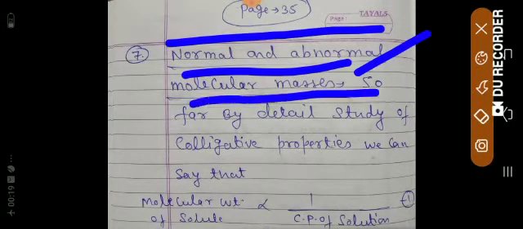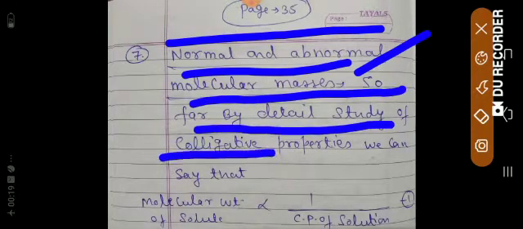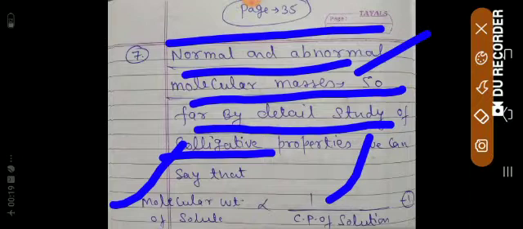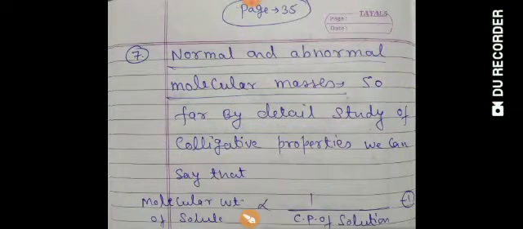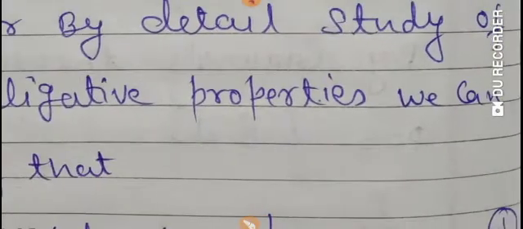So far, by detailed study of colligative properties, we can say that the molecular weight of solute is inversely proportional to Cp. Cp means colligative property, I explained it so many times. You have discussed 4 colligative properties so far. Okay, students, this heading is clear to you. Now come to the next page.